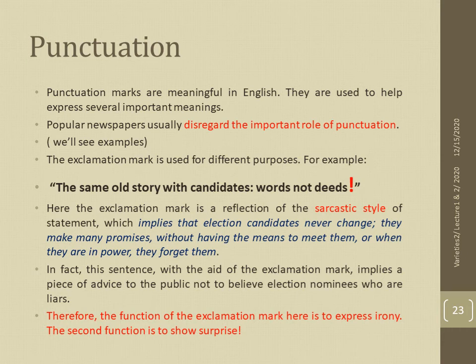So the same old story with candidates, words, not deeds. In fact, the sentence with the aid of the exclamation mark implies a piece of advice to the public not to believe election nominees who are basically liars. Therefore, the function of the exclamation mark here is to express irony. And the second function, it could be used to show surprise as well.